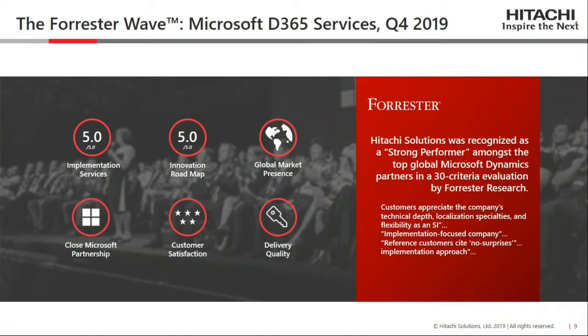And well, do not take our word for it, take the experts. These experts have really made a study on the performance of different technological companies. According to Forrester Wave, for Microsoft D365 services as of the last quarter of 2019, Hitachi Solutions has been recognized as a strong performer. This is across a 30-criteria evaluation, and we've aced it for implementation services and innovation roadmap. We've received a perfect score there.